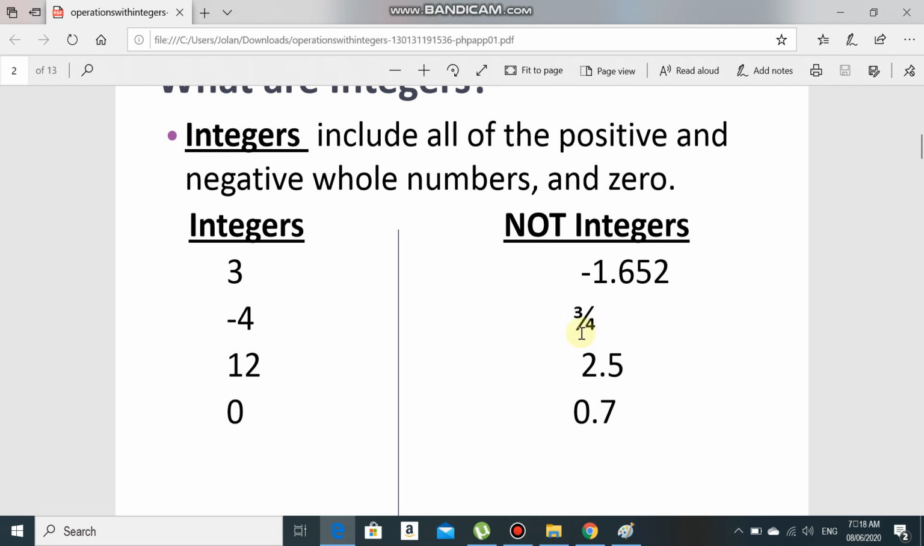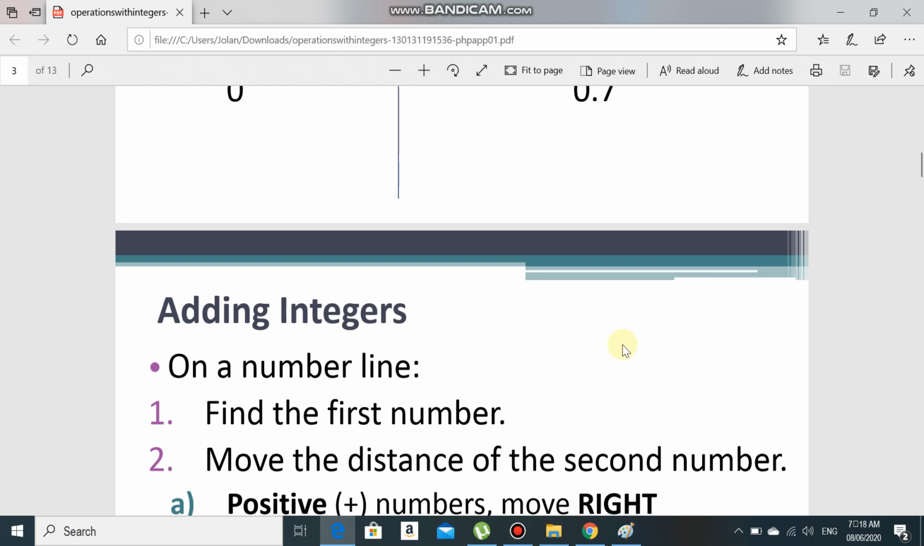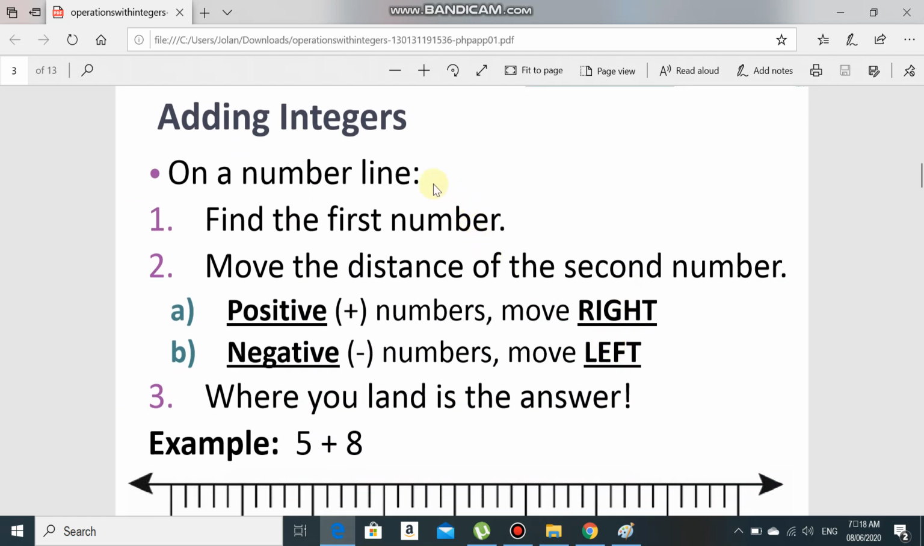We will start our discussion with the operation addition. Adding integers: how do you add integers using a number line? We have 3 steps to follow. First, find the first number. Second, move the distance of the second number. If the second number is positive, you move right. If the second number is negative, you move left. And lastly, where you land is the answer.